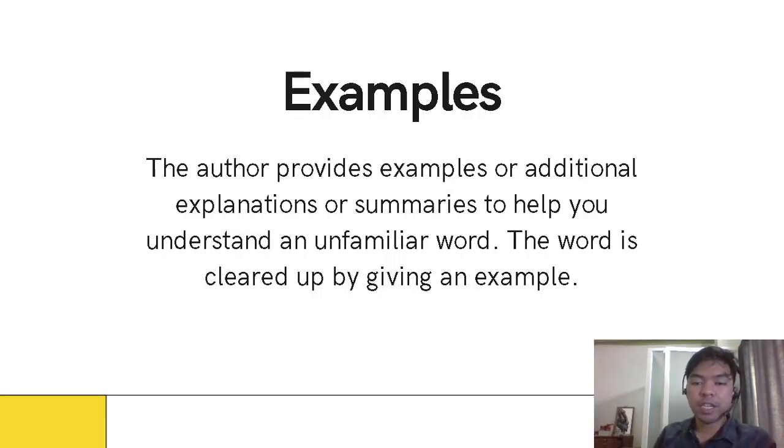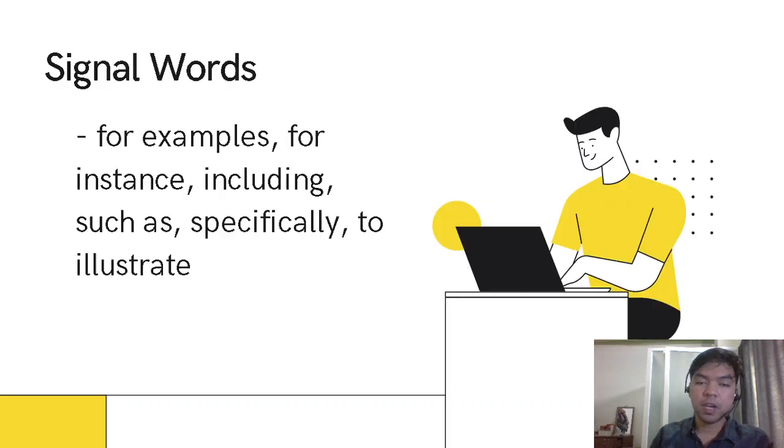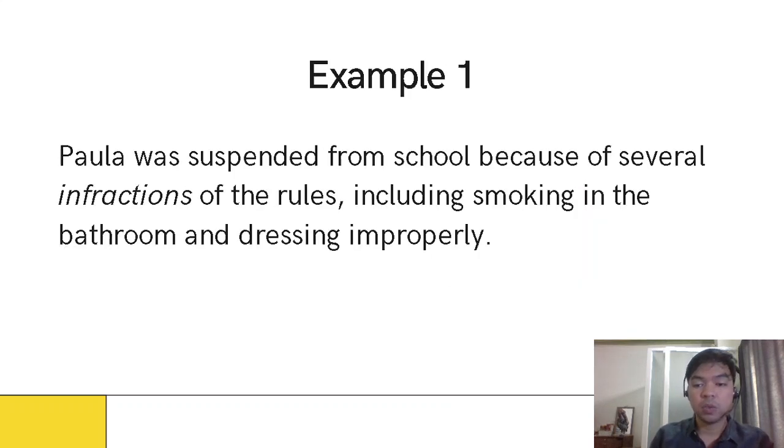Lastly, we have the fourth type of context clues, which is examples. The author provides examples or additional explanations or summaries to help you understand an unfamiliar word. The word is cleared up by giving an example. So here are a few signal words that you can use: for example, for instance, including, such as, specifically, and to illustrate. So again, when you see these words, these are identifiers that the author is using examples as their context clues.